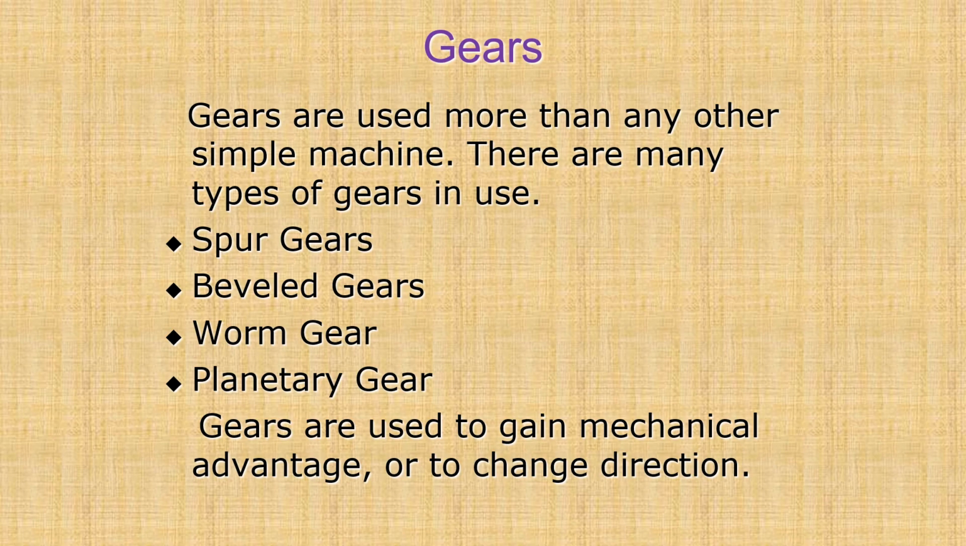Gears are used more than any other simple machine. There are many types of gears used in aviation: spur gears, beveled gears, worm gears, and planetary gears. Gears are used to gain mechanical advantage or to change direction.